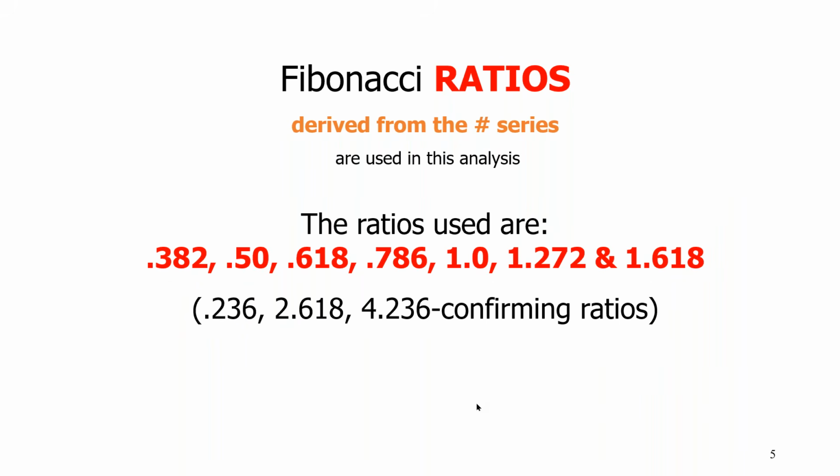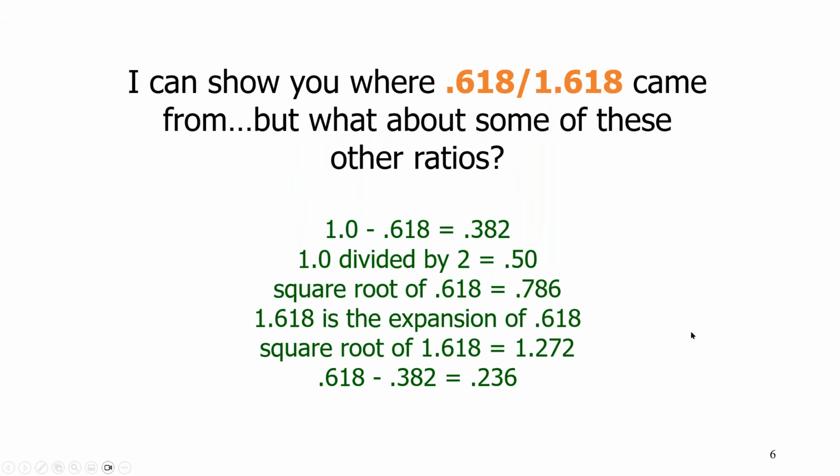All right, let's take a look at, well, I've shown you basically where the 0.618 or 1.618 comes from. It's in between the numbers in the number series. But what about some of these other ratios, okay? Well, they're all related mathematically. So for example, you have the 100% minus 0.618, that gives you the 0.382, or something like the square root of 0.618 gives us 0.786. Square root of 1.618 gives you 1.272. You can see how all of these are related mathematically.